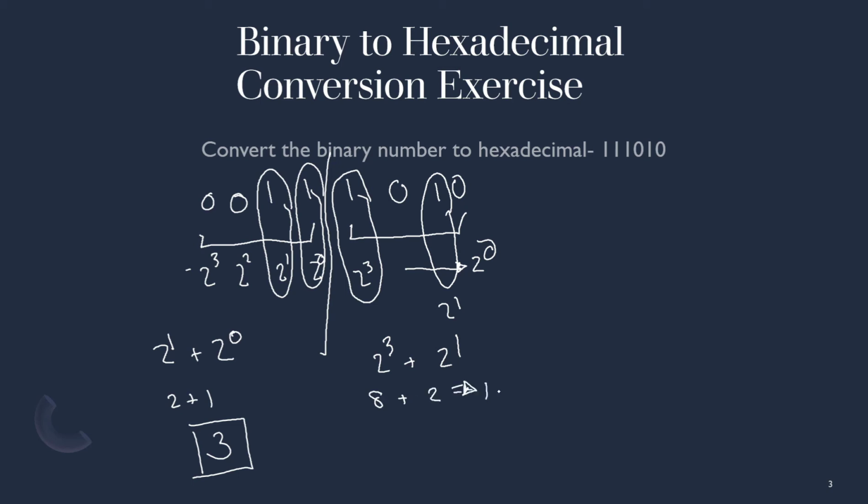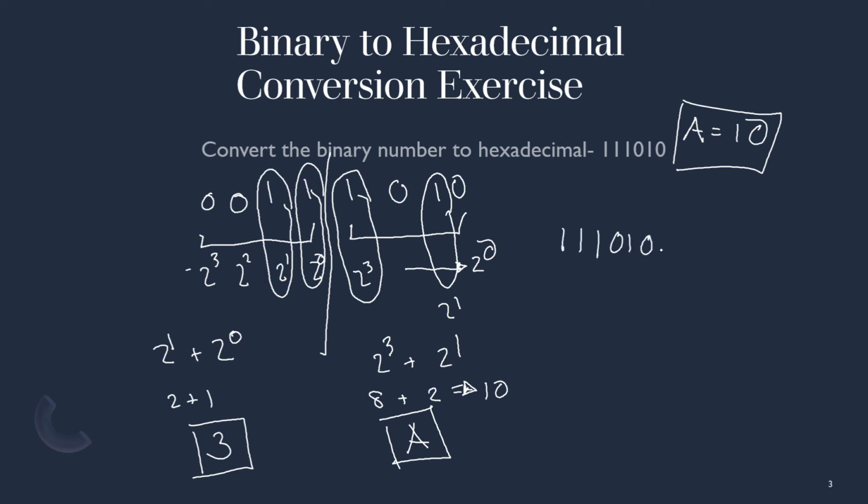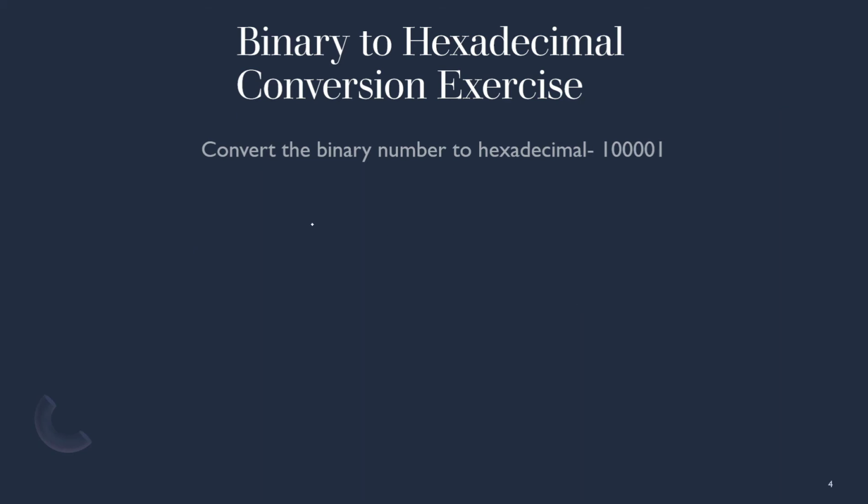And then remember, in hex format, A equals 10. So this value over here will be A. So 111010 in base 2 is 3A in hexadecimal format. Going on to the next one, very similar.